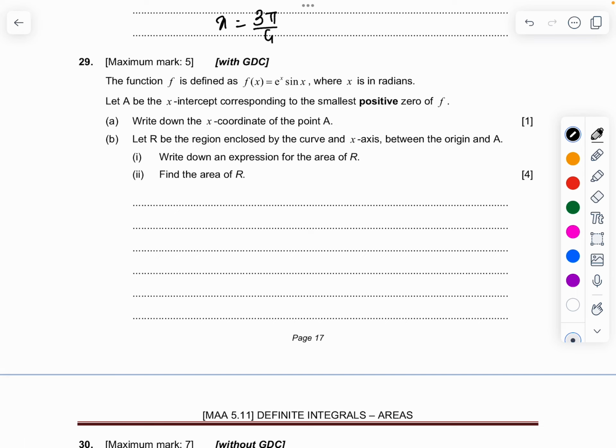Next, the function f of x is defined as f of x equals e power x sin x, where x is in radians. Let A be the x-intercept corresponding to the smallest positive zero of f. Write down the x coordinate of A, which is going to be pi, because sin pi is 0. Let R be the region between the x-axis, the origin and A. Write down an expression for this. It will be the integral from 0 to pi of e power x sin x dx. Find the area for part 2. It's going to be 112.1.